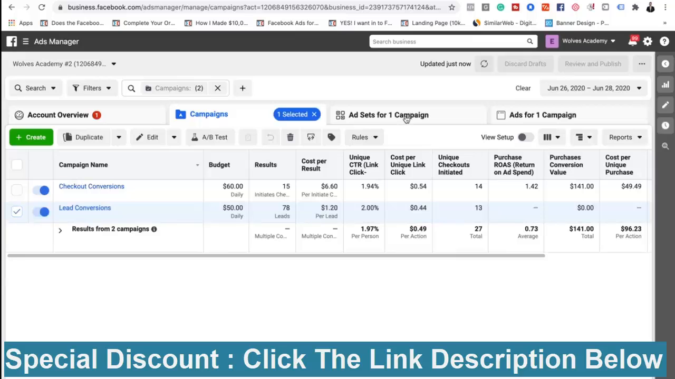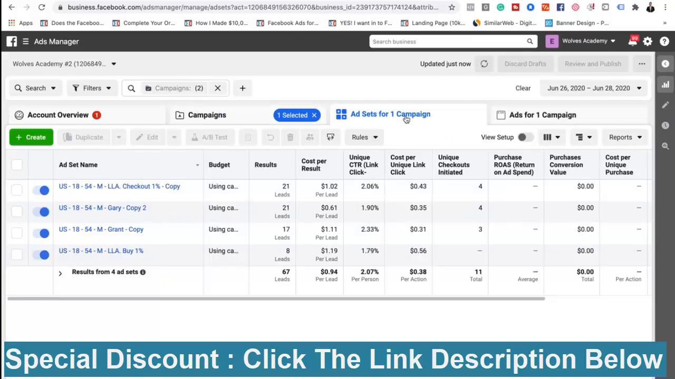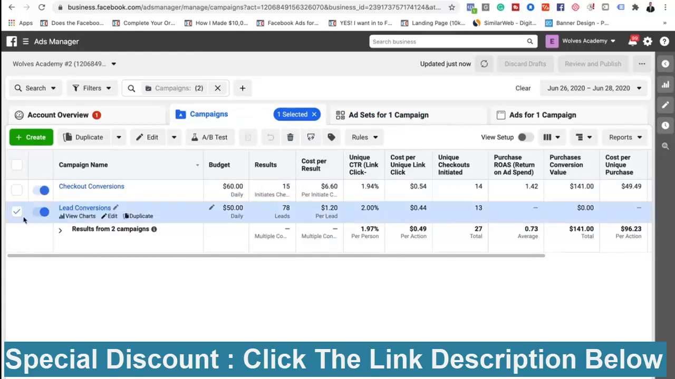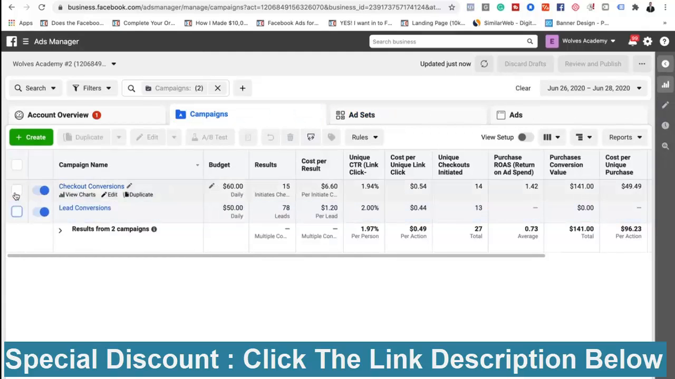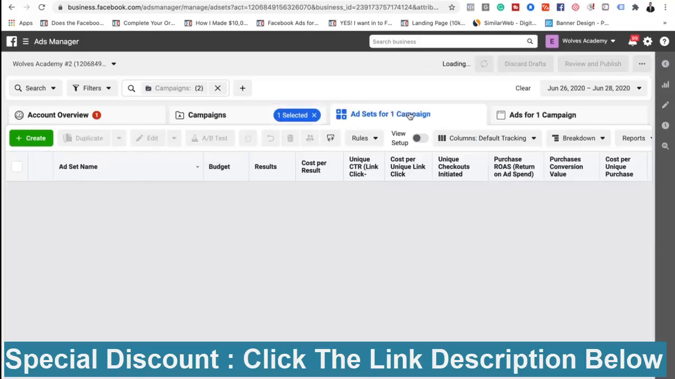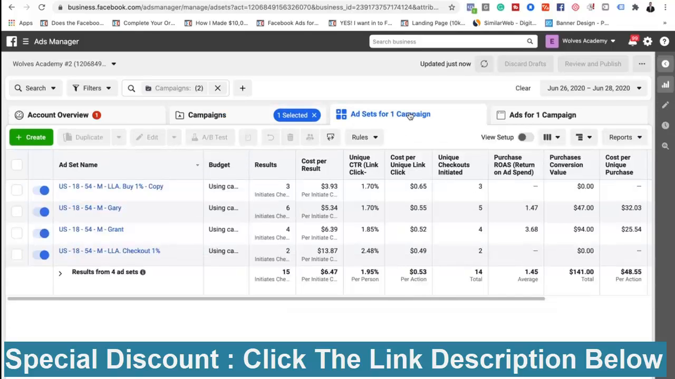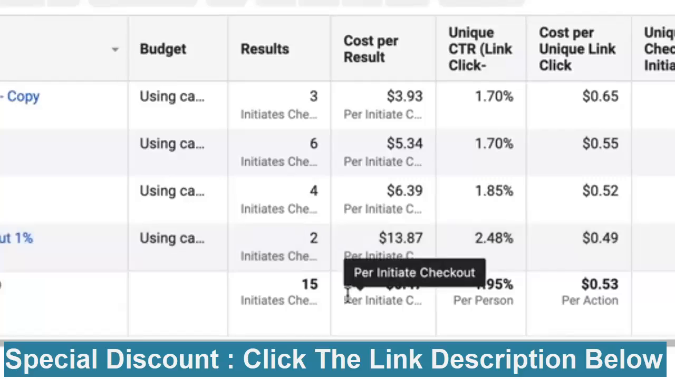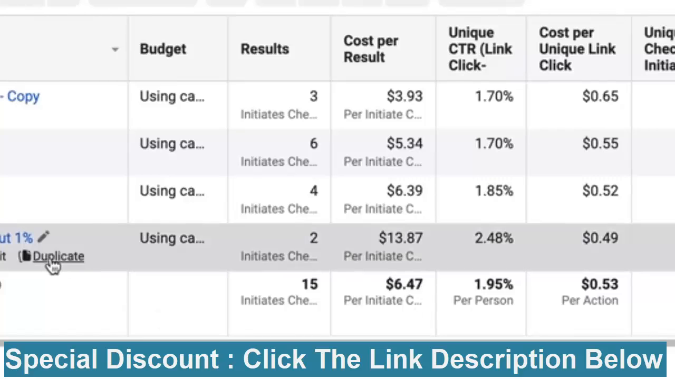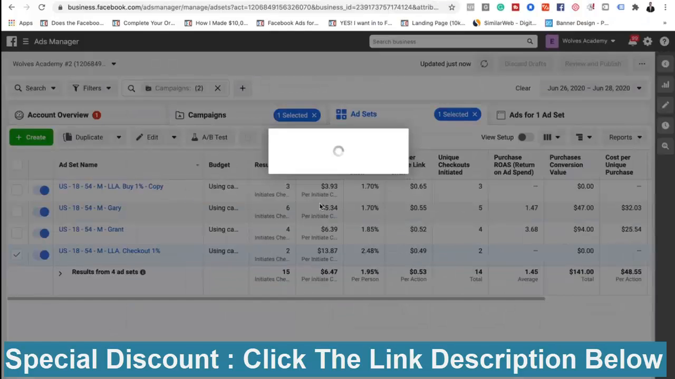So we're going to go ahead and actually take a dive between the actual ad sets. So these ad sets are rocking $1.19, $1.11, 61 cents, and $1.02 per lead. Our KPI measure is $1.50 per lead, so we're below that. And if we go to the checkout conversions, the only one that is out of KPIs is this one right here. It's currently $13.87 per conversion. So what we're gonna do is go ahead and actually duplicate that.